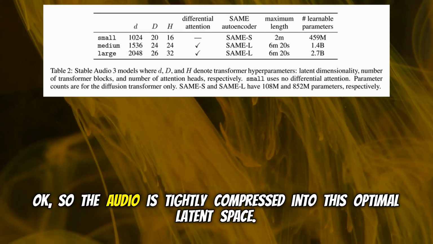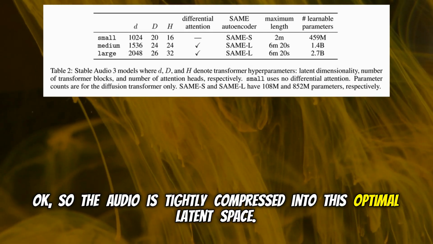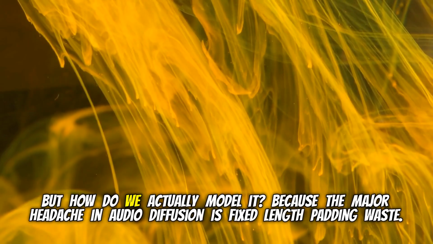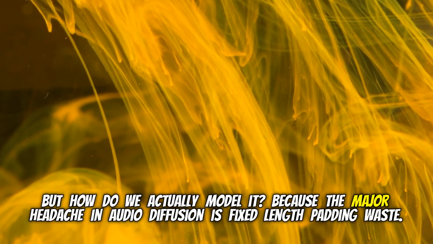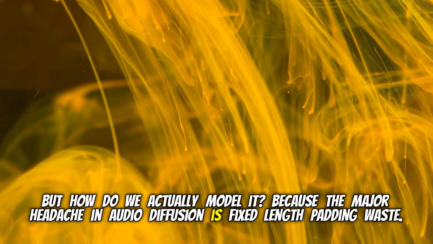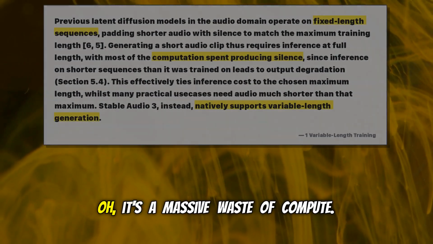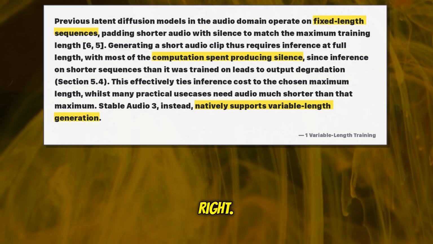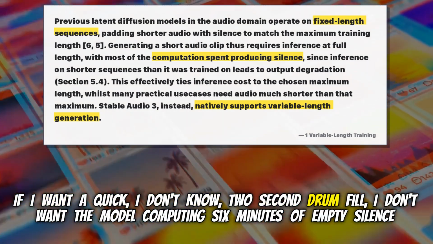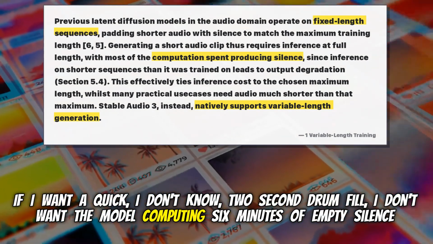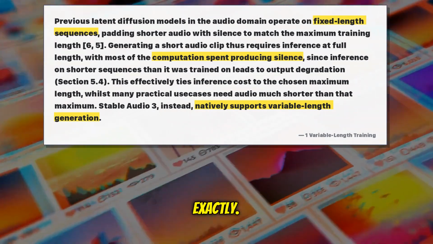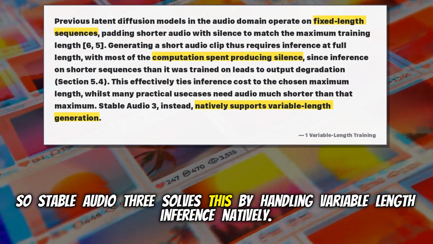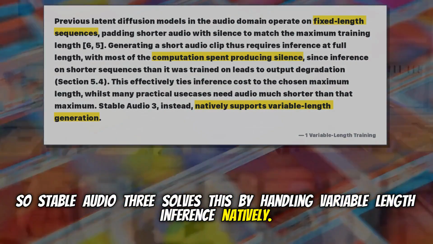Okay, so the audio is tightly compressed into this optimal latent space. But how do we actually model it? Because the major headache in audio diffusion is fixed-length padding waste. Oh, it's a massive waste of compute. Standard transformers want fixed lengths. Right. If I want a quick, 2-second drum fill, I don't want the model computing 6 minutes of empty silence around it. Exactly. So Stable Audio 3 solves this by handling variable length inference natively.